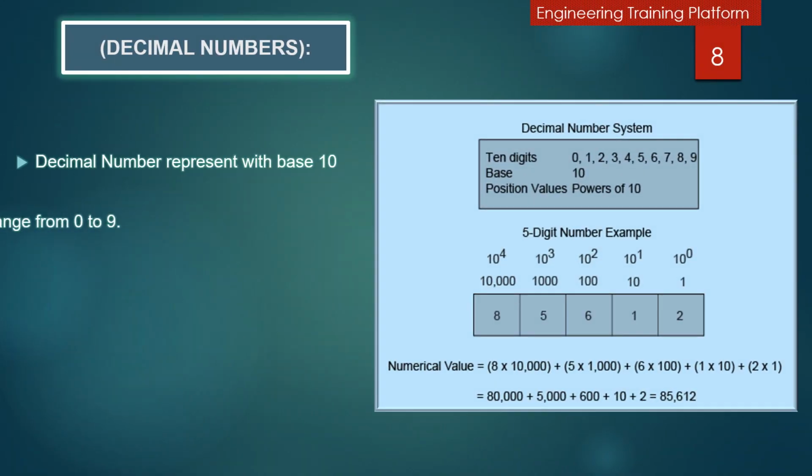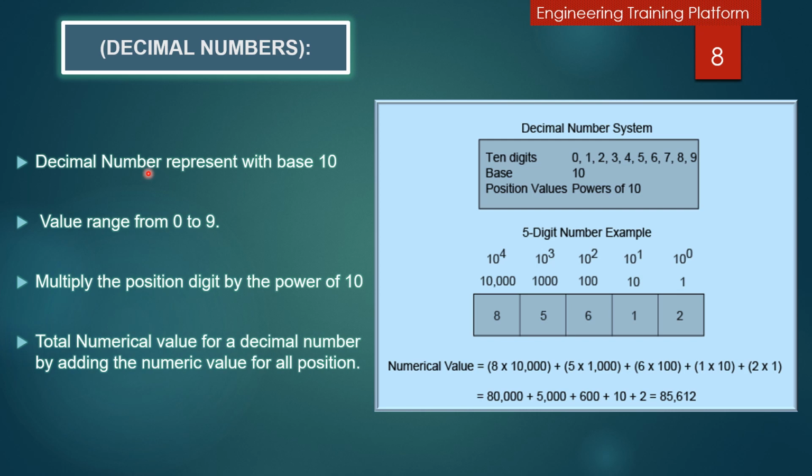Now we are going to discuss the decimal number. The decimal number is represented with base 10, and every position in a decimal number represents a digit from 0 to 9. The numerical value of a position is determined by multiplying the position digit by the power of 10 for that position. The total numerical value of a decimal number is found by adding the numerical values of all the positions, for which I have given an example in the picture.